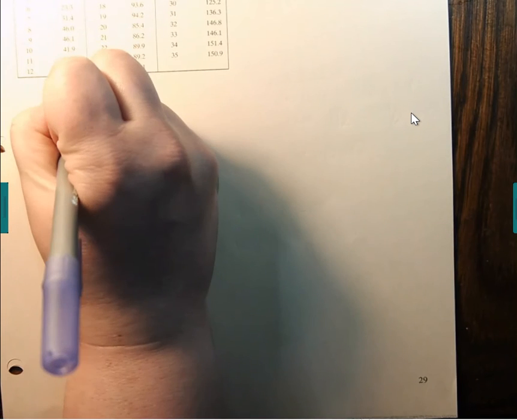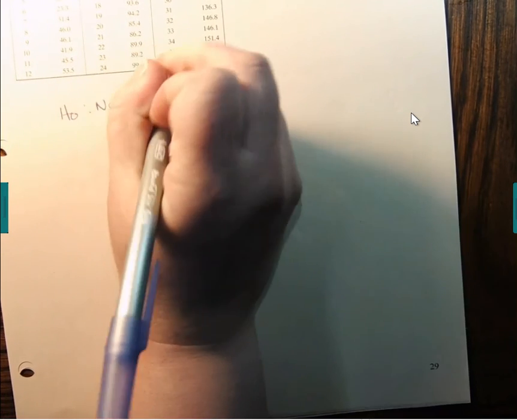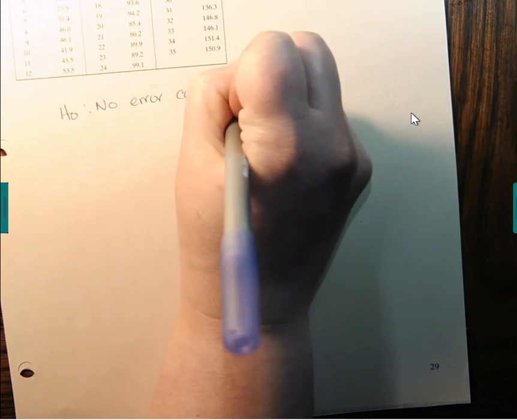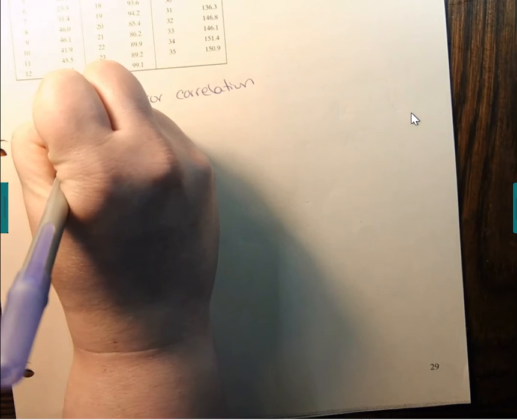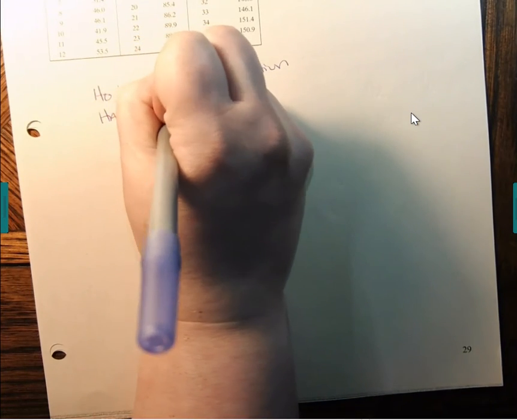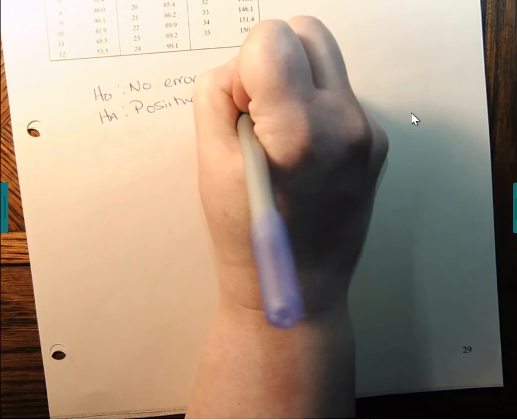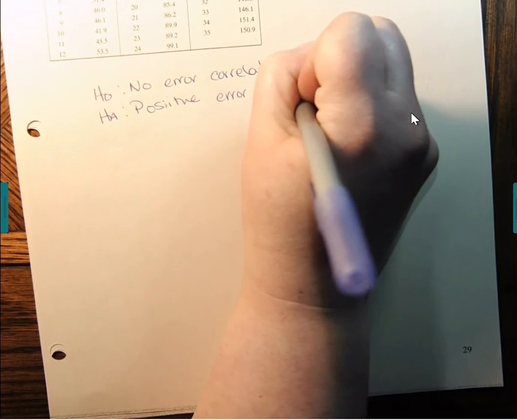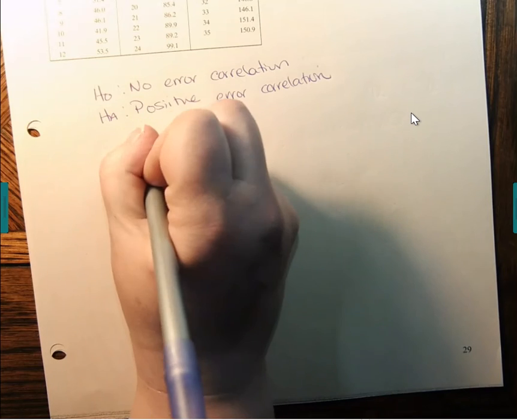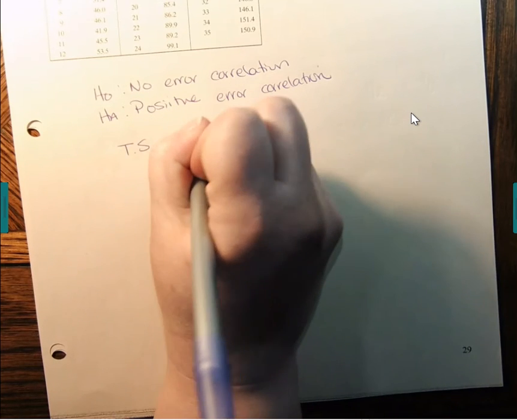So under the null hypothesis, we're going to make the assumption of no error correlation. And under the alternative, notice we're trying to prove if they are positively correlated. So under the alternative, we are going to have positive error correlation. So notice this is going to be a one-tailed test. So the next thing we need to do is figure out what our test statistic is equal to. Remember, the test statistic is going to be that D.